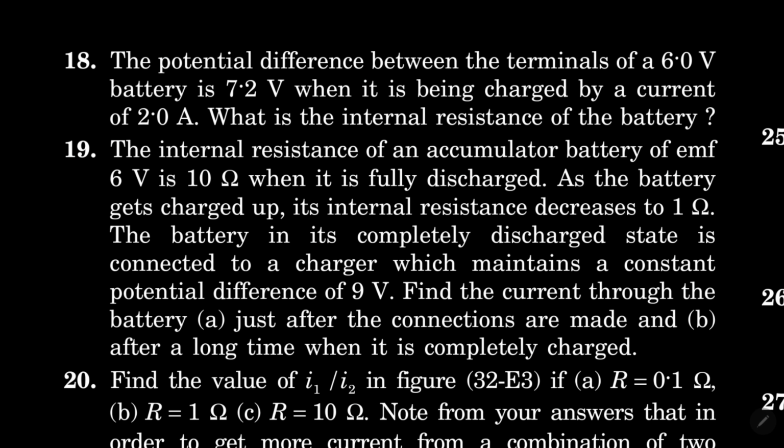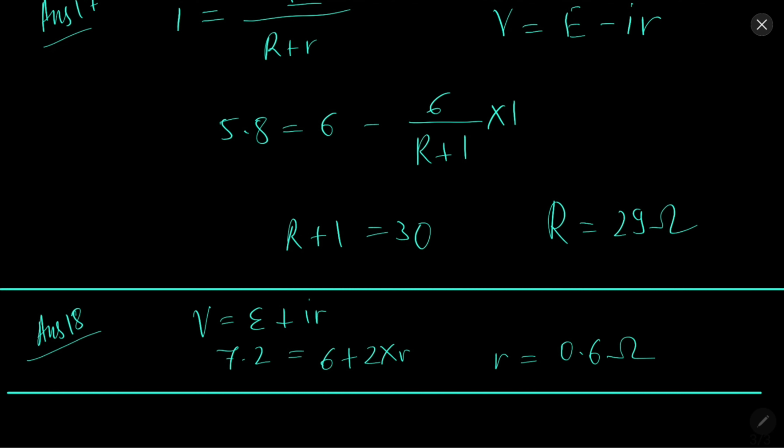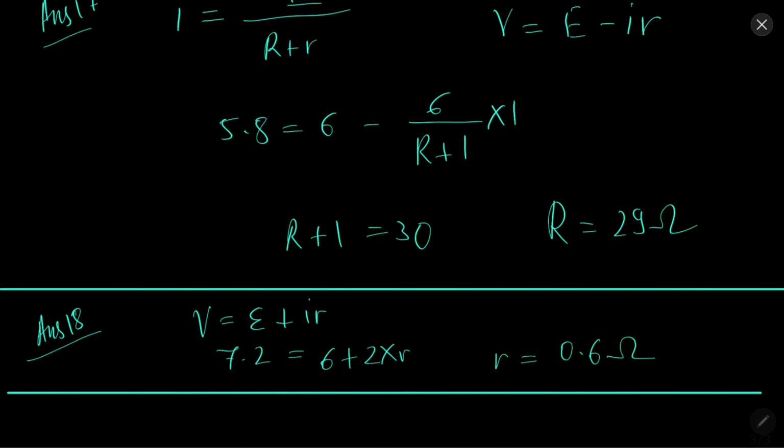In 18, we need to find the internal resistance of the battery. So in this particular situation, V will be epsilon, or EMF, plus Ir. Voltage is this, E is this, and Ir is this. So r will come out to be 0.6 ohms.